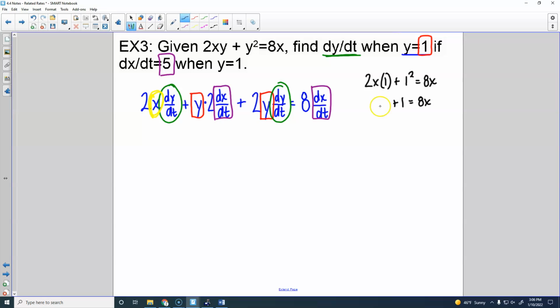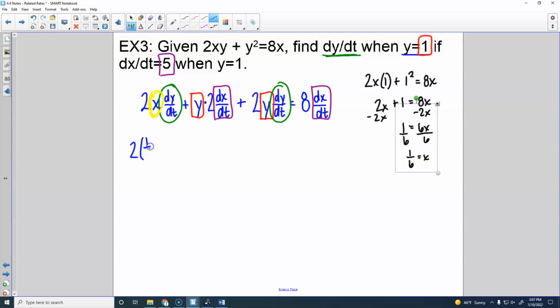I would have done that. Subtract 2x. 1 equals 6x. And we get 1/6 for our x. Ugh. At least it is only one spot. So we can plug all of our information in now.